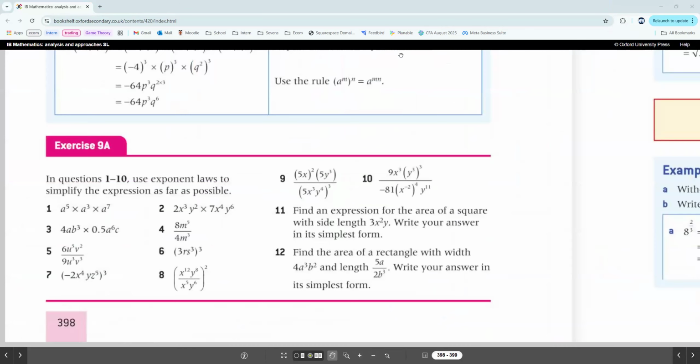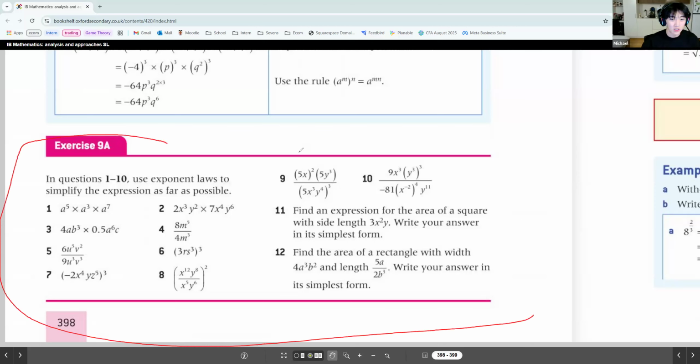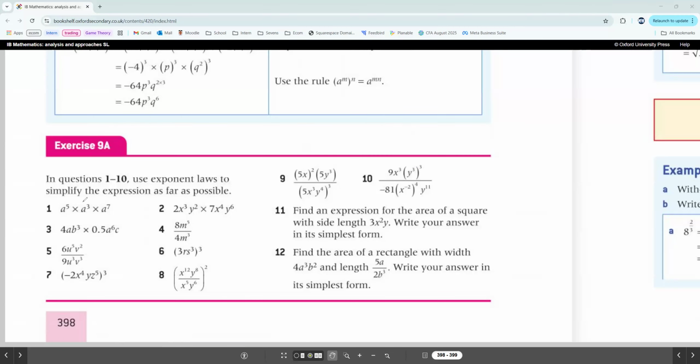Wait, just 9? 9A. So this whole exercise. Yeah, 9A. Just do them one by one. Okay, Hannah, that is correct.